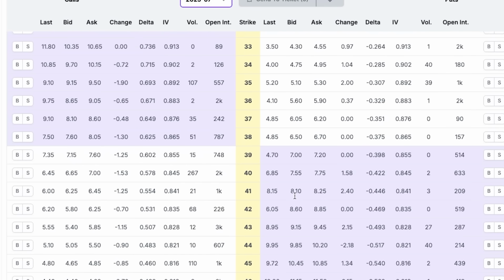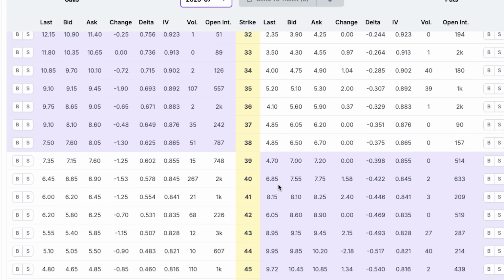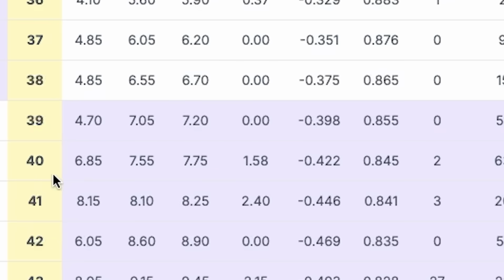And when I look at the option chain, I want to at least do something in the money. That way it will continue to rise if this stock falls. And I like this $40 level right here. It's got a delta of about 0.4, which is usually good.